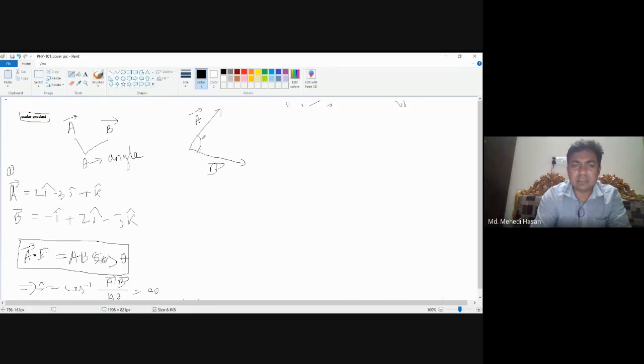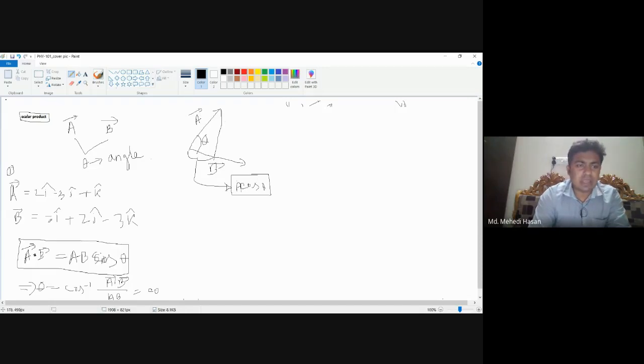Now if the angle is given as theta, and we draw a perpendicular line from the first vector's head to the second vector, then this part will be equal to A cos theta. This A cos theta is called the component of vector A along the direction of vector B, also called the projection of vector A along the direction of vector B, or the perpendicular component of vector A along the direction of vector B.